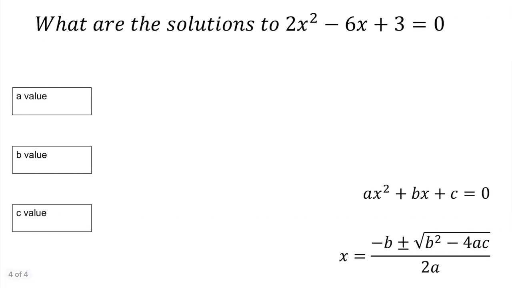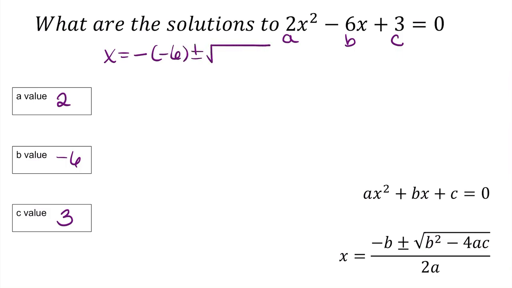Now let's try this example. Let's find the solutions to 2x squared minus 6x plus 3 equals 0. It's already in standard form, so I have a is 2, b is negative 6, and c is 3. So let's go ahead now and plug these into our formula. So I have x equals negative b, so negative 6, plus or minus the square root of negative 6 squared minus 4 times a, which is 2, times c, which is 3, all over 2 times a, which is 2.